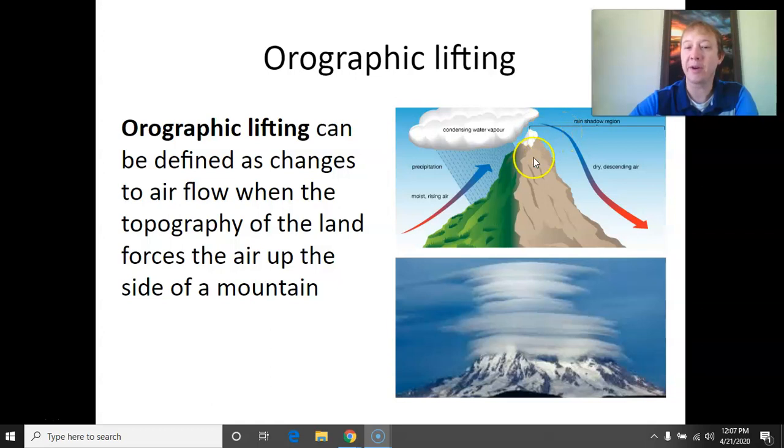So a lot of times in mountain ranges we'll see one side that is green and lush, and it's due to all that water forming, whereas the other side tends to be very, very dry, right, because all the rain falls on the opposite side of the mountain. So again, it's orographic: we look at the topography of the land, and it's forcing the air up. And we get the green side of the mountain as well as the dry side.